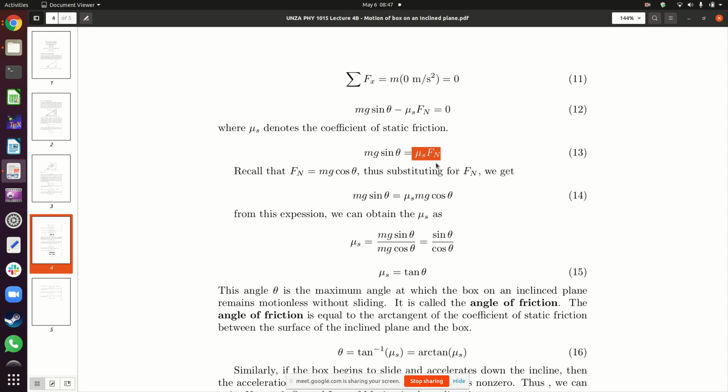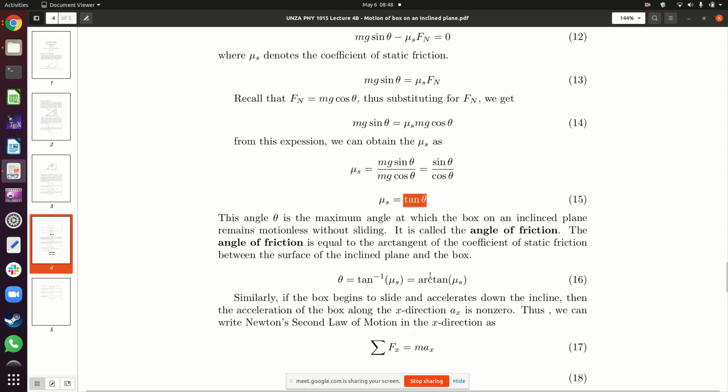So if that is the case, we know how to find Fn. We want to know what the static friction is in this case. The coefficient of static friction is just found by getting the tangent of the incline angle. And if you know the coefficient of static friction, then you can find the angle of the incline, which is equal to the tan inverse, or the arctangent, of the static friction coefficient.